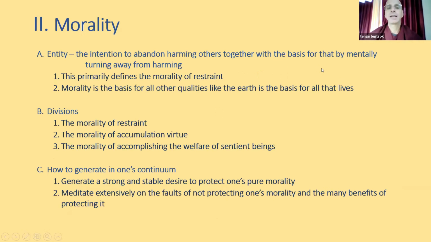Together with the basis of that, meaning the afflictive emotions, which would lead us to have the intention to harm others, by mentally turning away from harming, right? So morality is basically deliberately, conscientiously not acting in ways with our body, our speech, or our mind that cause harm to others, and being aware of our own behavior.